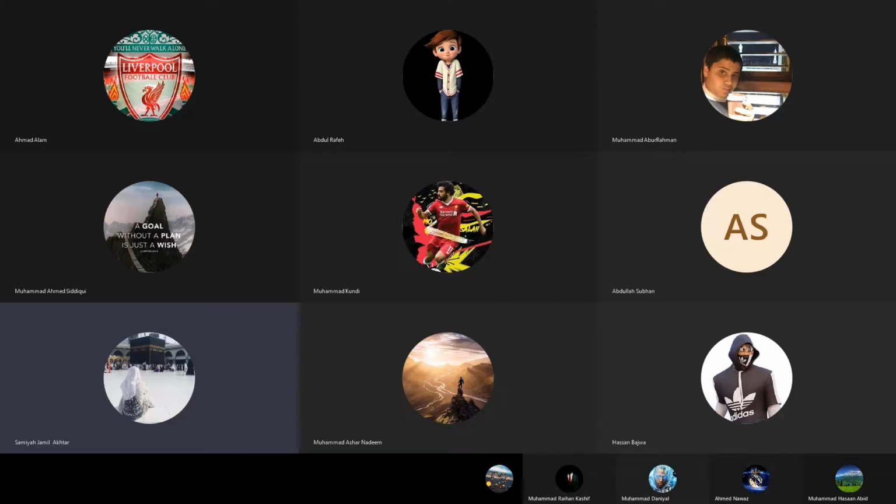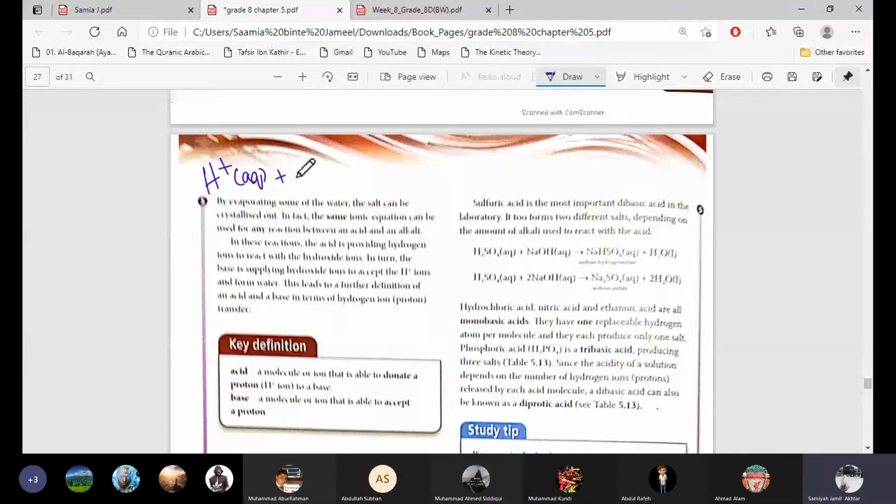In the reaction, we wrote this ionic equation: hydrogen H positive plus OH negative gives H2O. This is the ionic equation that we get in the end in all neutralization reactions. It is the same equation in which we react acid and alkali. H positive comes from the acid, as we all know that H positive is donated by the acid, and OH negative comes from the alkaline solution, and then they combine to form water.